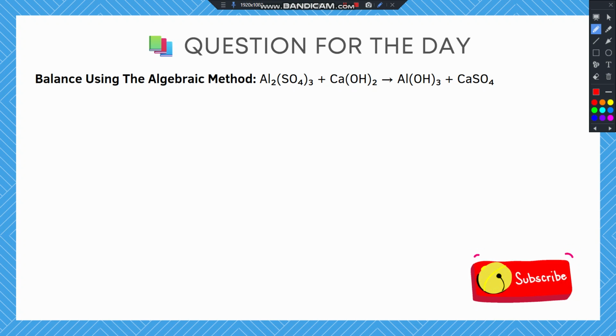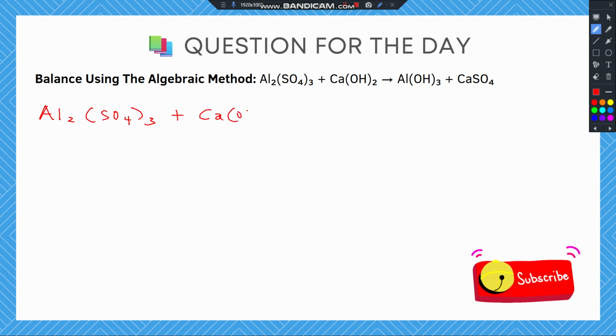Alright, so the algebraic method of balancing chemical equations has a number of steps. The first step says to use letters to represent the coefficients that should be in front of every compound. So we have this equation: Al2(SO4)3 plus Ca(OH)2 giving us Al(OH)3 plus CaSO4.